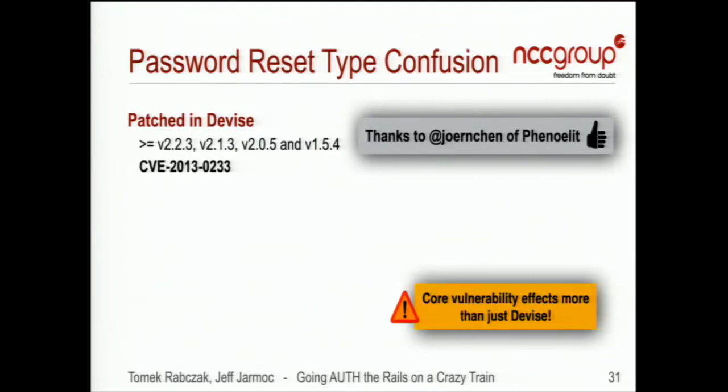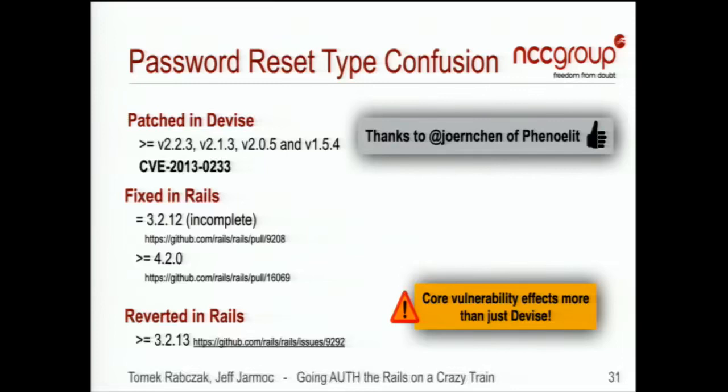The core vulnerability here, though, with the MySQL type confusion exposed through Active Record affects a lot more than just Devise. So we found almost this exact same vulnerability in first-party code where people have written their own authentication. Could also arise when you have API token logic, really any kind of token authentication.